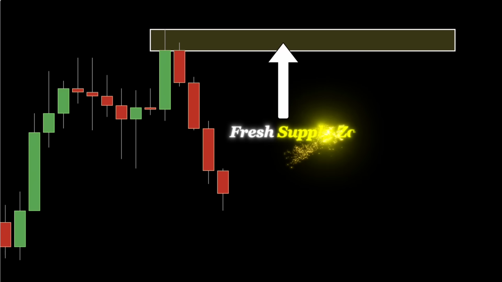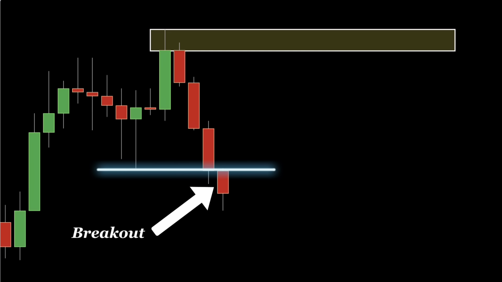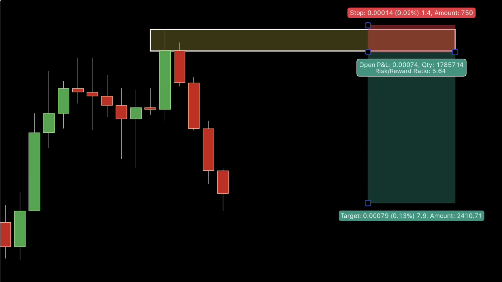Next, the zone is untested, it's fresh. No previous touches, which means the first time the price revisits this level, we're likely to see a strong reaction. Look at how the move breaks below a key support level. This is a breakout of structure, a clear sign that smart money is in control, pushing the market lower and trapping retail traders. Finally, the risk-to-reward ratio offers at least a 3-to-1, meaning we have a good chance of profiting, even if the win rate is lower.